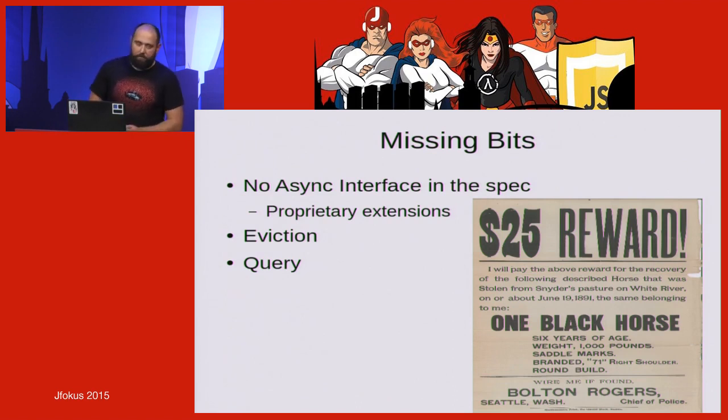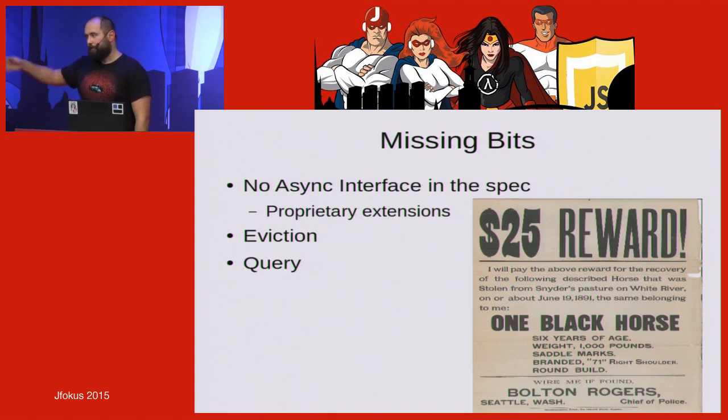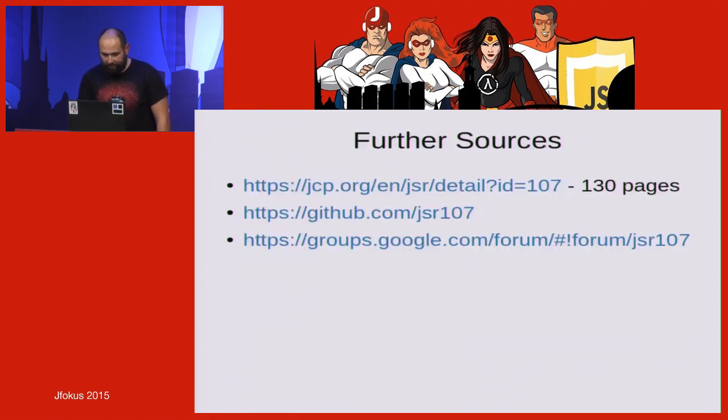That's another missing bit. So currently, you can call get key, but you can't query it. So you can't tell, okay, give me all employees with a salary equals 10 or more than 10,000 or something like this. So you can't do it using the JCache API only.